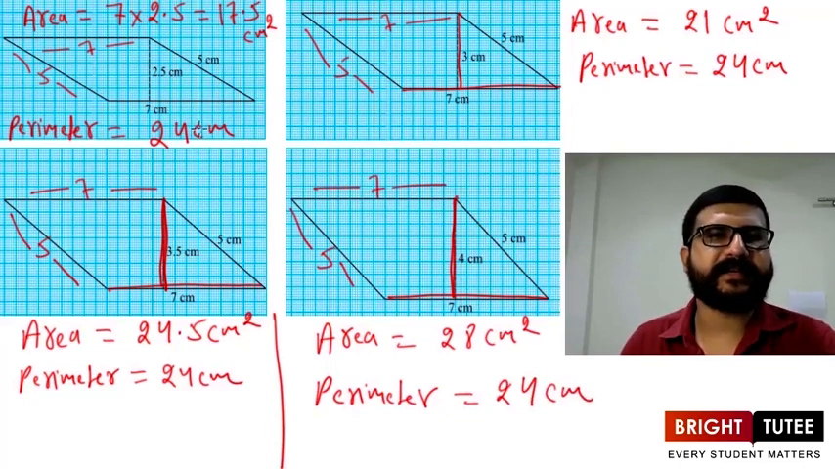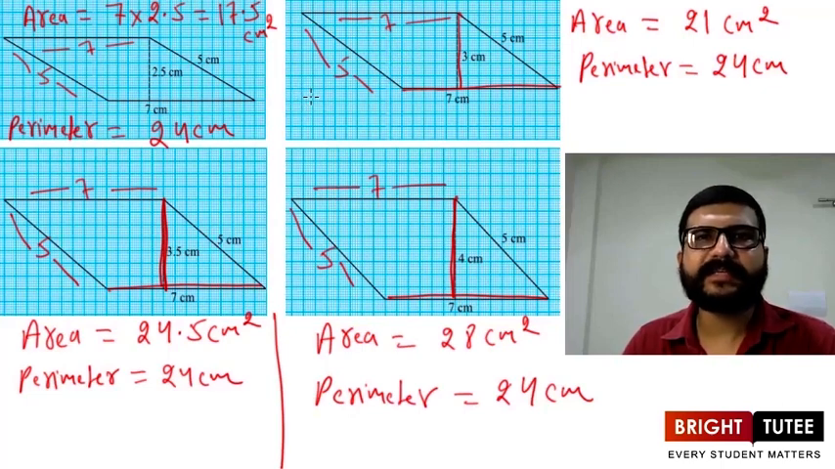Now try to observe one thing here. The perimeter of all the parallelograms is the same, which is 24 centimeters. Now what about their areas? Are they equal? No, the areas are not equal here. So what we have seen is, if two parallelograms have the same perimeter, then it is not necessary that they will have the same area as well. They may have different areas.